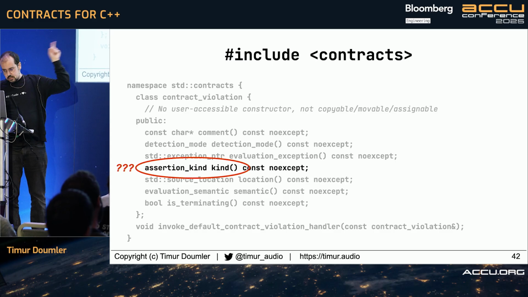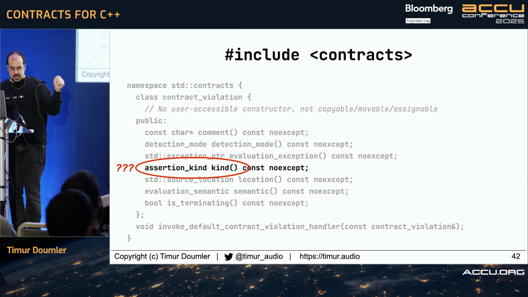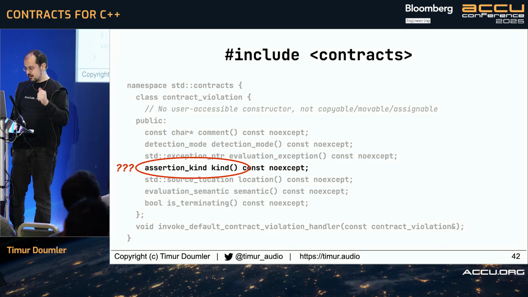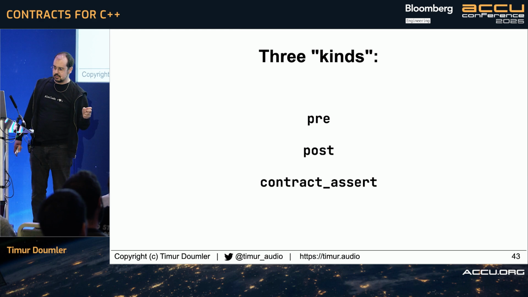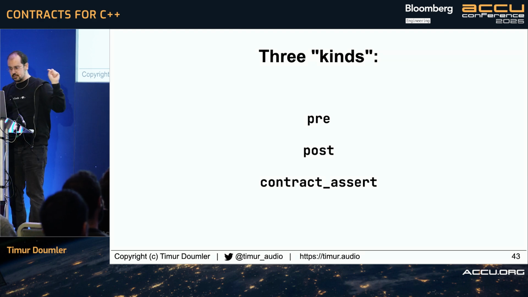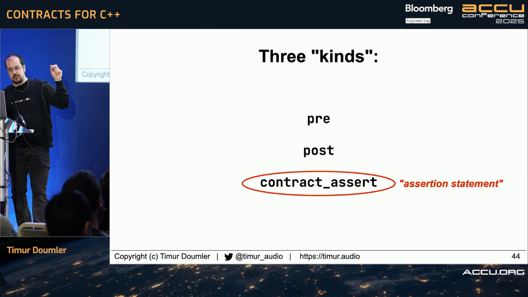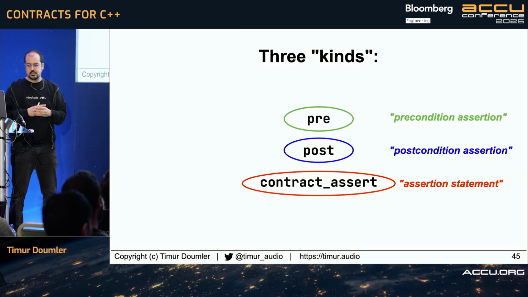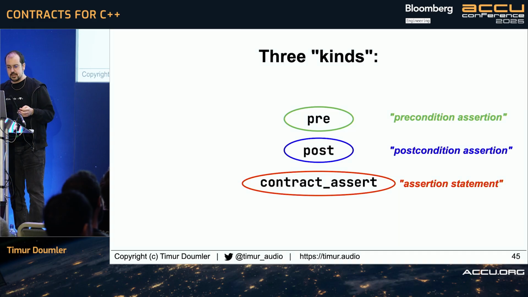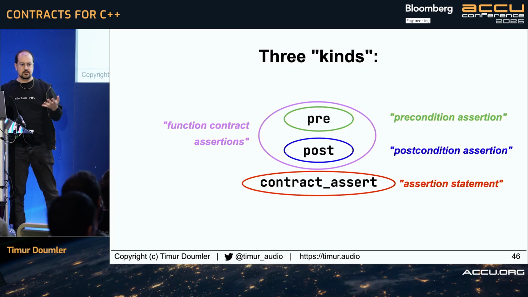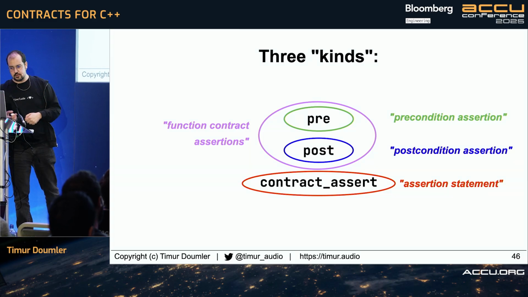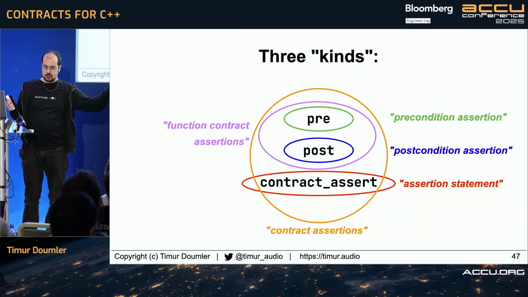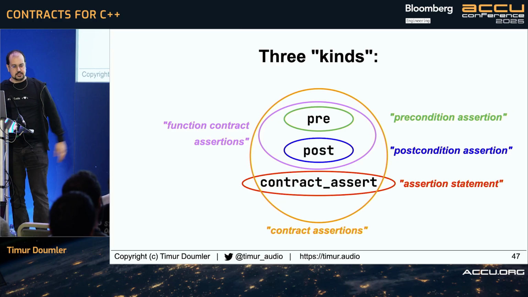This one here, I mentioned I wanted to get back to. Turns out there's actually three kinds of contract assertions. That's the other really, really important part of this feature. We don't have just contract_assert. We actually got three kinds. You got pre and post and contract_assert. So contract_assert we already talked about. It's called an assertion statement, but we also got pre and post. So that's called a precondition assertion and a postcondition assertion. And together, those two are called function contract assertions because they go on function declarations. And all three together are just called contract assertions. So that's the nomenclature we have here. Hopefully that's not too confusing. That's what we ended up with after long discussions on the committee.